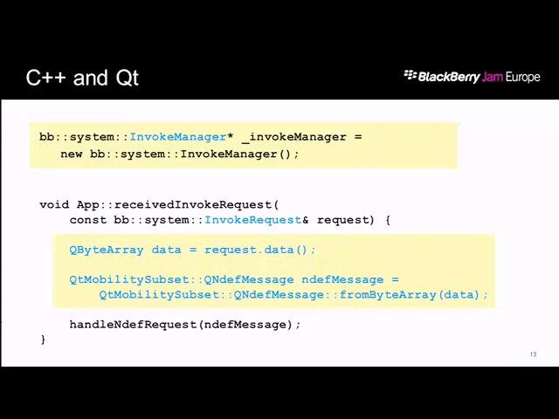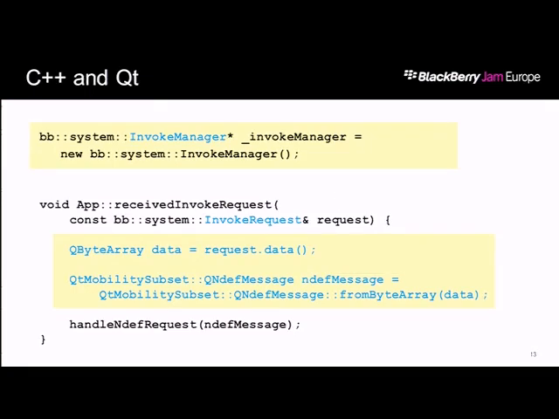It's in my code, but I've connected it to the invoke signal that the invoke manager object will emit whenever it has some tag data for me. And you can see I get an invoke request object. It's kind of a wrapper class. And from there, I can extract its payload by calling request.data, and I get a QByteArray. That's one of the Qt classes.